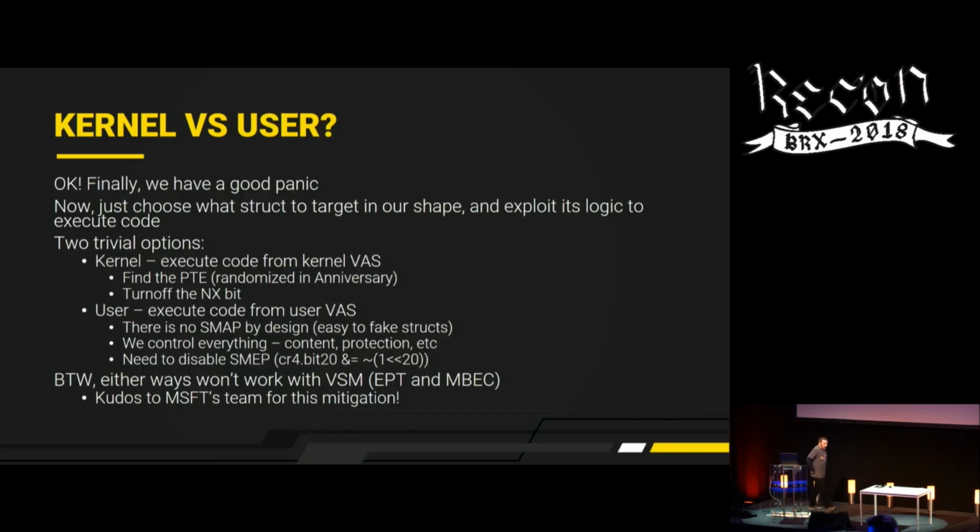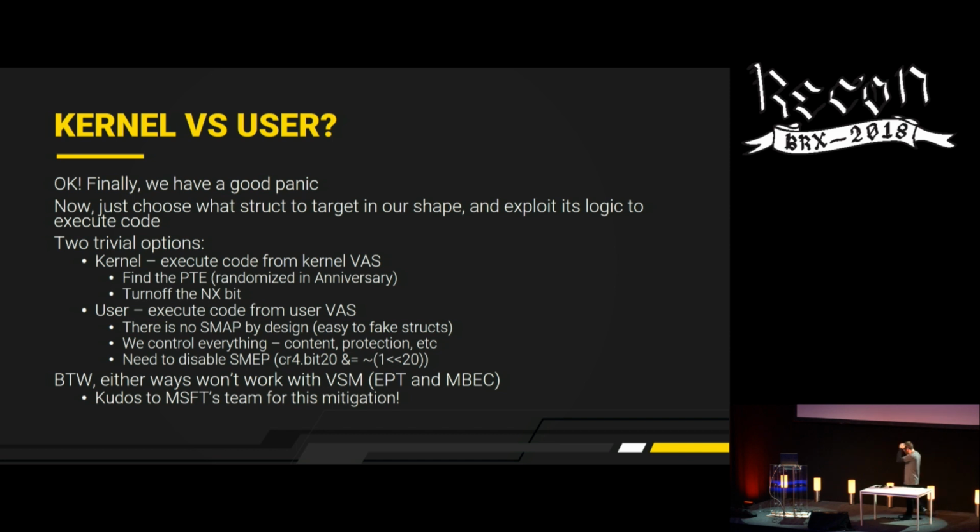Fantastic. So now, after I know that I can corrupt good structures and use them, it's time to set up the course, okay? We need to decide where we want to execute code from. Of course, the code will execute in the context of ring 0. Yeah, that's the basics. But we can execute it from user virtual address space or from the kernel virtual address space. And we can do both.